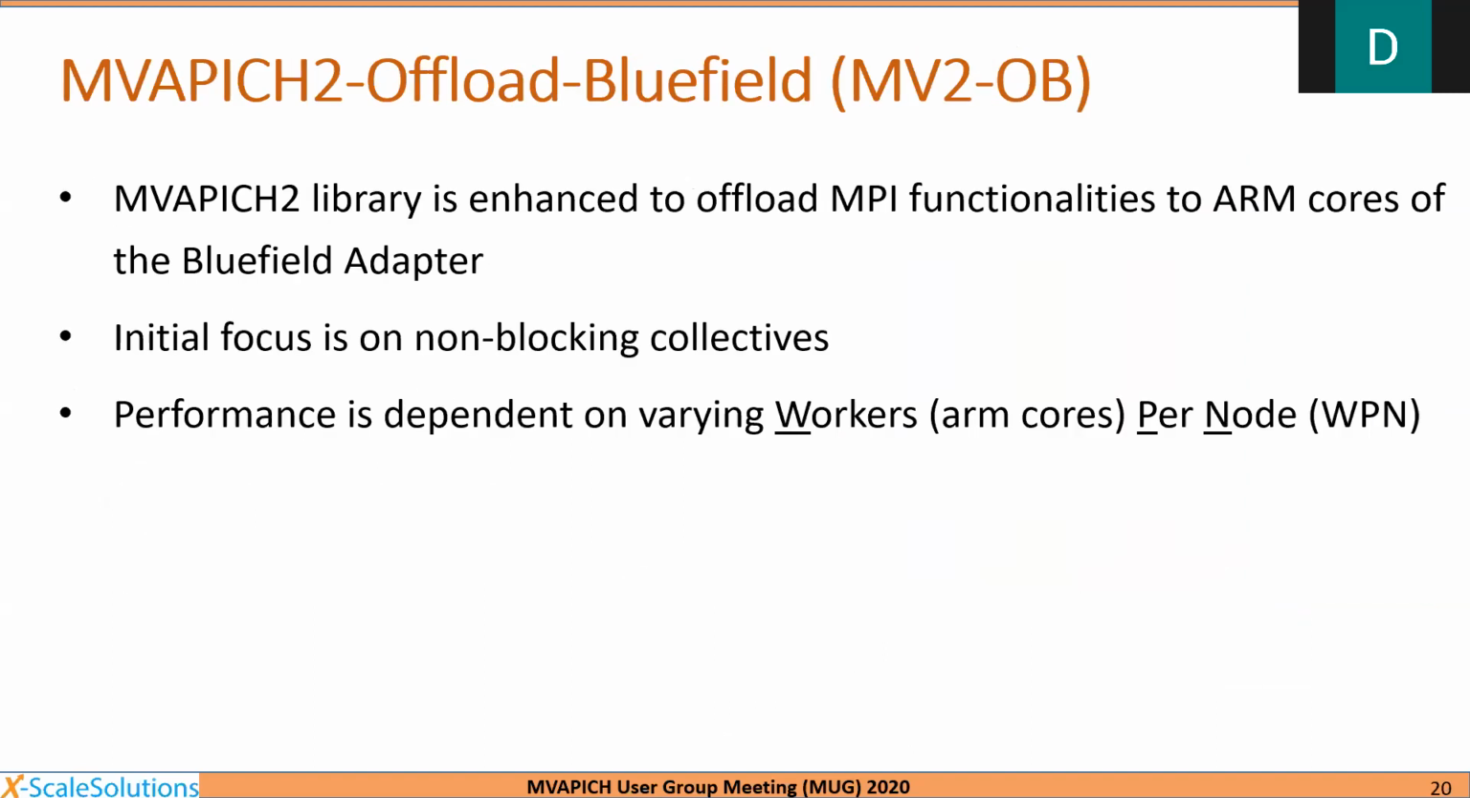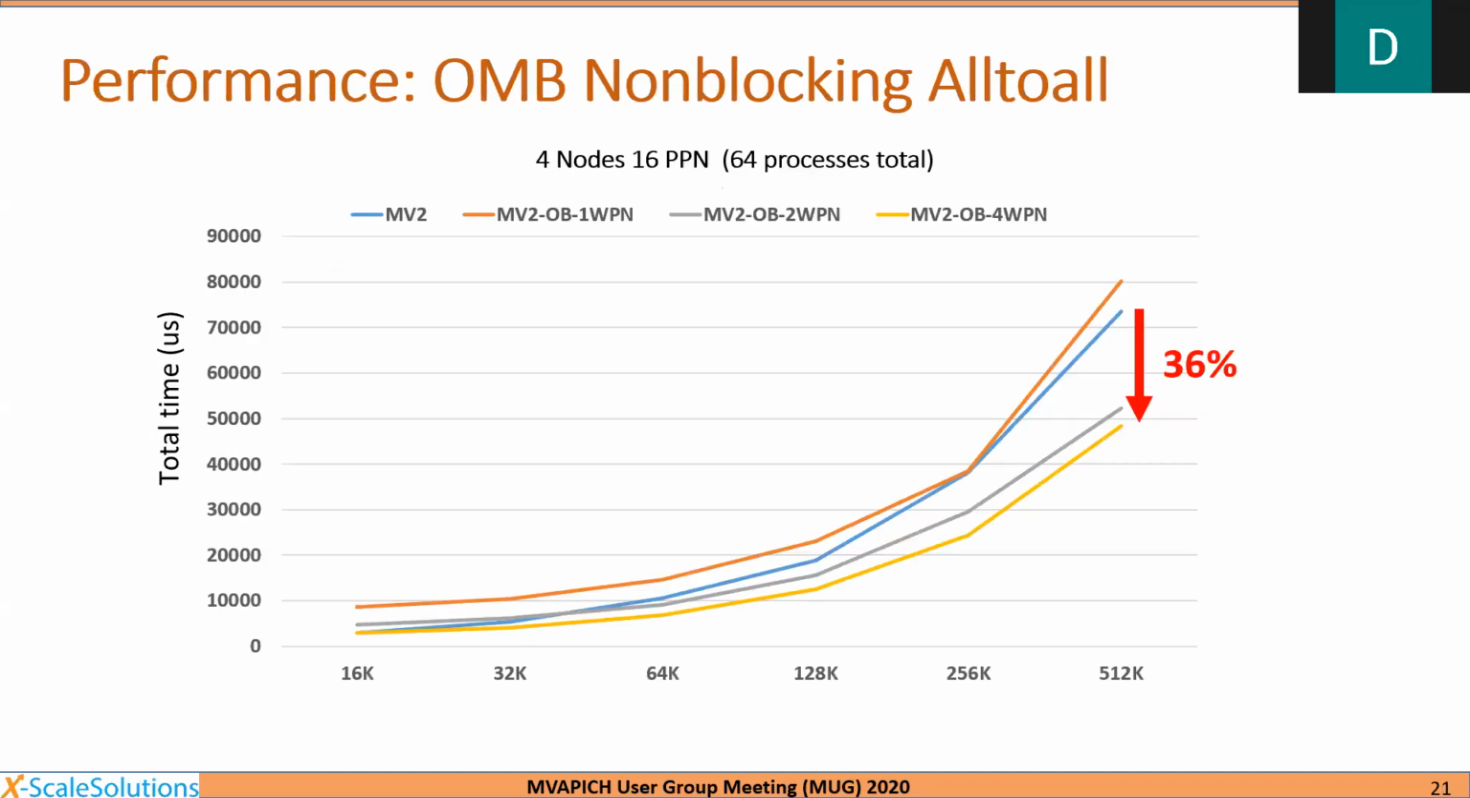This is what this library includes: offloading MPI calls to the ARM cores on the Bluefield adapter. We're focusing on the non-blocking collectives, and the benefit depends on the varying number of workers per node. Workers here means the ARM cores. Here we use the OSU micro benchmark to evaluate the performance benefit. This is measured on a cluster of 4 nodes, using 16 processes on each node, and 64 processes in total.